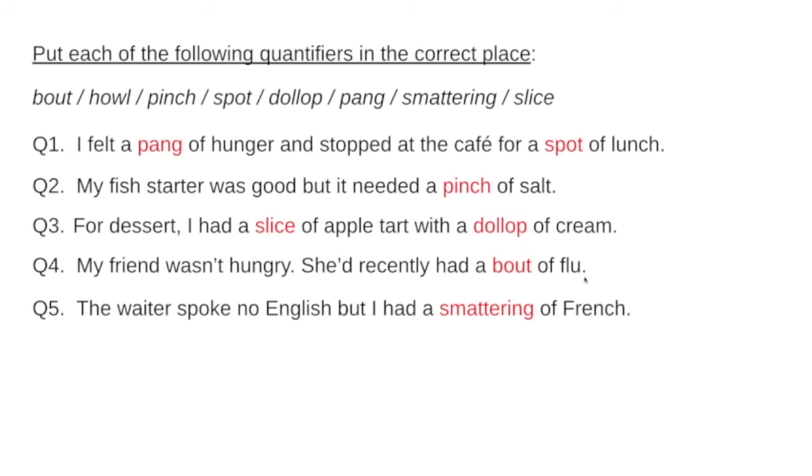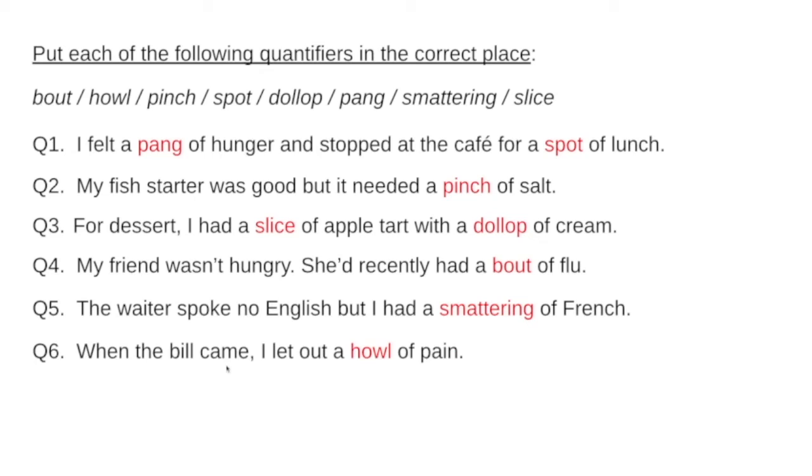Number 5, probably the strangest and most difficult word here. The waiter spoke no English, but I had a smattering of French. Smattering means a small amount of, and we often use it with your knowledge of a language. If you have a smattering of French, you have enough words in French to say please, thank you, no thank you, something else, basic French, not very much. A smattering is a knowledge of some words in a foreign language.